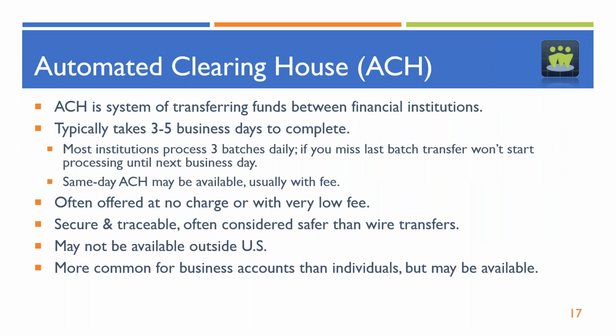Another is something known as automated clearinghouse, or ACH. It's a system of transferring funds between financial institutions. It's been around for a very long time. It's become a little more popular in the last couple of decades. ACH transactions typically take 3 to 5 business days to complete. Most financial institutions process 3 batches a day. So they're not doing it on an instantaneous basis, but they're batching them up and sending them out to the recipient institution that confirms them.